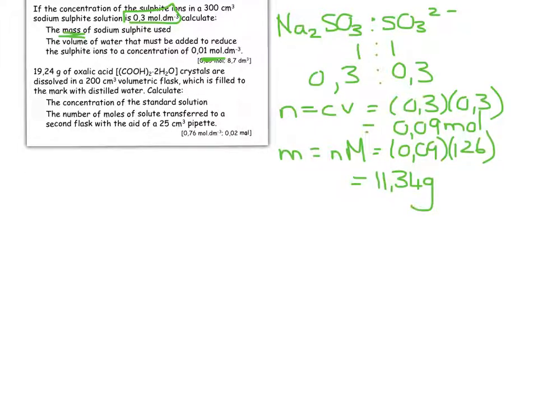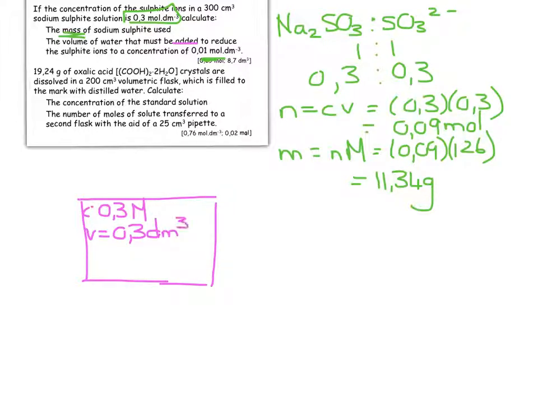They then say what volume of water needs to be added to reduce the sulfite ions to such and such a concentration. Now, remember, I've told you that the best way of doing this is to put your rectangles in. I have a solution of 0,3 molar or moles per cubic decimeter. That's the concentration. My volume that they've told me about is 0,3 decimeters cubed. How many moles do I have in that?